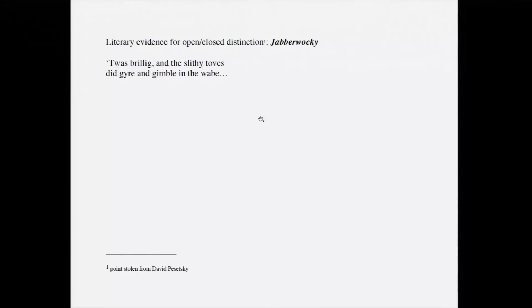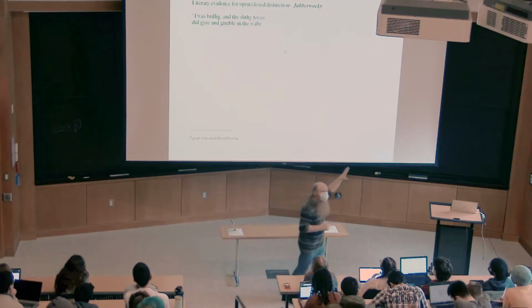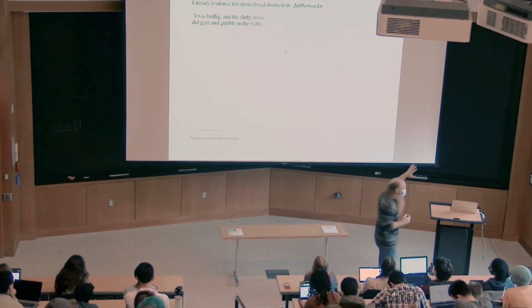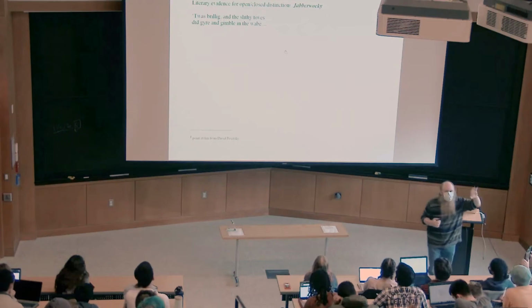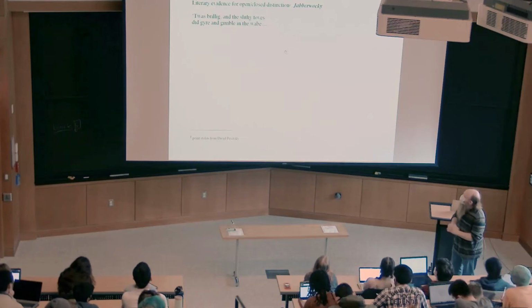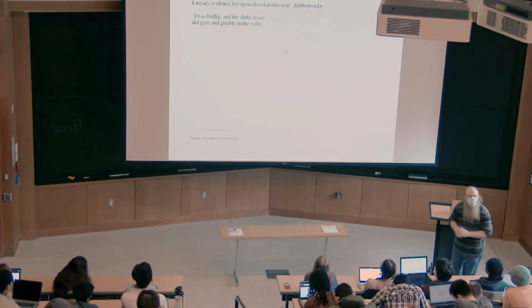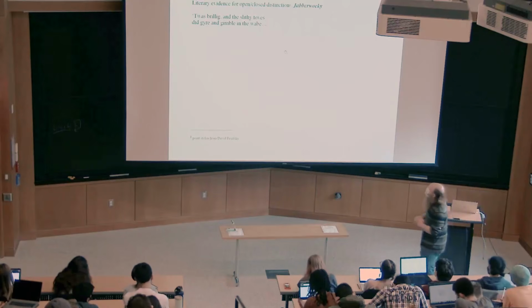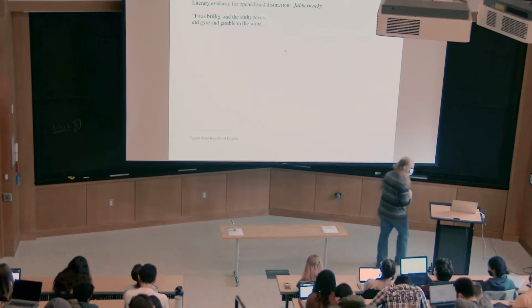Okay. One piece of literary evidence for the open and closed distinction. This is a point that my colleague David Bezetsky likes to make when he teaches this class. It's a nice point. The poem Jabberwocky, which is from Alice Through the Looking Glass, is a poem which is tricky to understand, right? So many of the words in it have been replaced by nonsense words. But crucially, the words that have been replaced by nonsense words, they're all open class words.